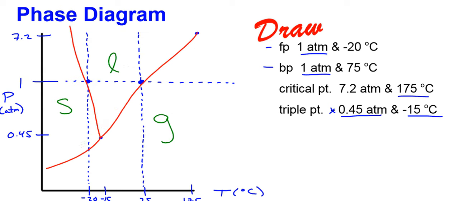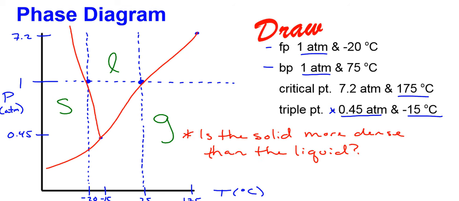All right, what if I pose a couple other questions to you quickly? Here's my first one. Is the solid more dense than the liquid? I have no idea what this substance is, and my graph probably is not drawn perfectly, but I have enough information again to figure this out. Due to the fact that my triple point is further to the right than my solid, it creates the slope of this line to have a negative slope.